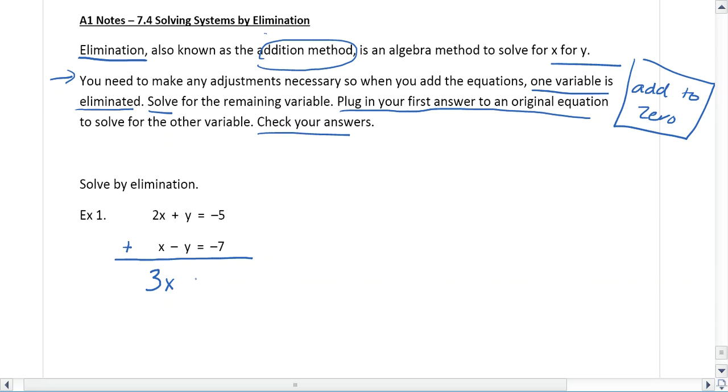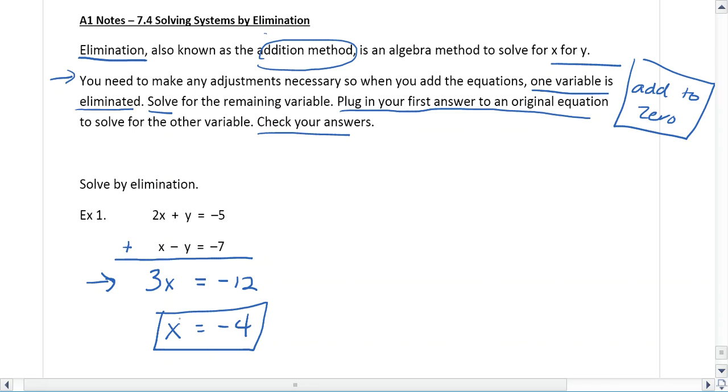I'm not going to write the 0 there because it's not needed. And adding straight down, negative 5 plus negative 7 is negative 12. Now this is a nice short equation to solve. You simply need to divide both sides by 3, and you have x is equal to negative 4. That's one of the answers.